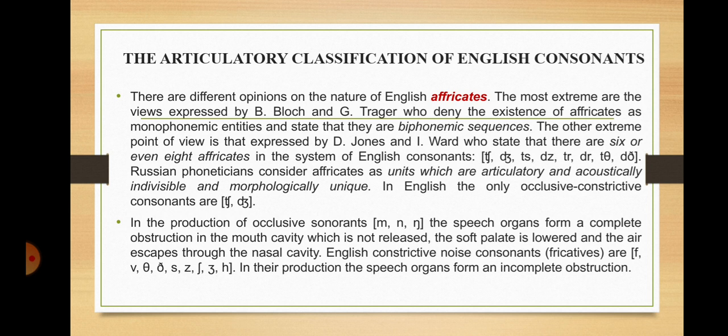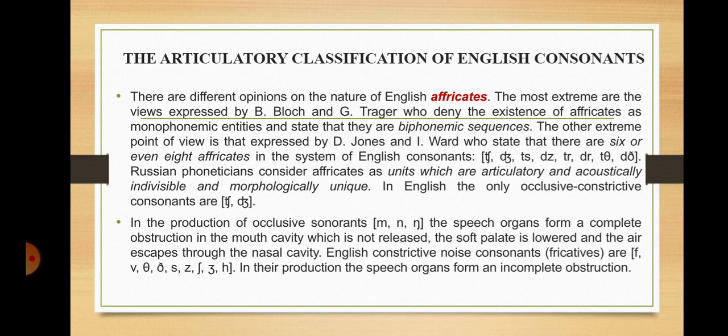There are different opinions on the nature of English affricates. The most extreme are the views expressed by Bloch and Traeger, who deny the existence of affricates as monophonemic entities and state that they are biphonemic sequences. The other extreme point of view is that expressed by Jones and Ward, who state that there are 6 or even 8 affricates in the system of English consonants. Russian phoneticians consider affricates as units which are articulatorily and acoustically indivisible and morphologically unique. In English, the only occlusive constrictive consonants are ch, j.